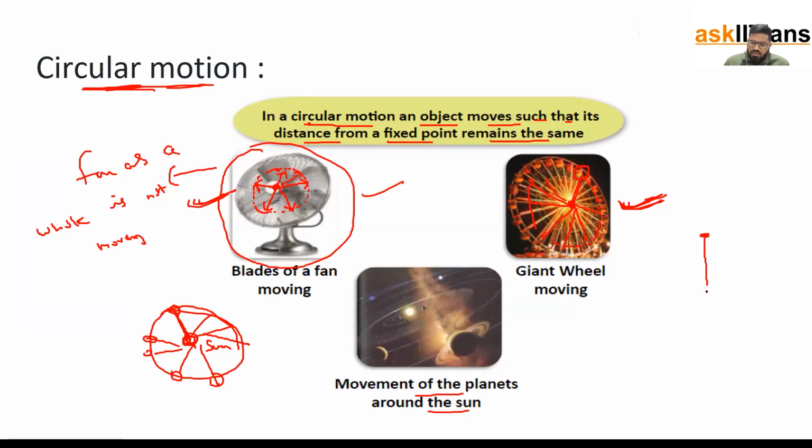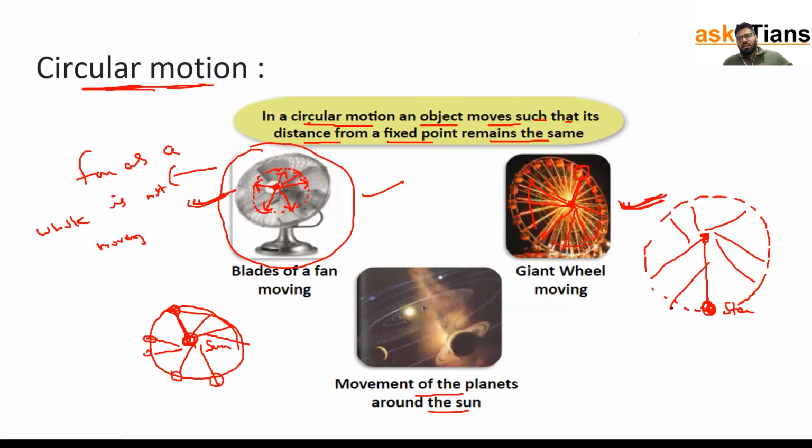If I tie a stone with a thread, this is a stone. If I tie this stone with a thread and whirl it with my hand like this, whatever motion this stone is performing is circular motion, because you can see the distance of the stone from the center of the thread is constant everywhere. So you can say it is performing circular motion.